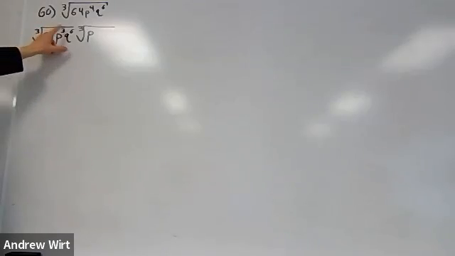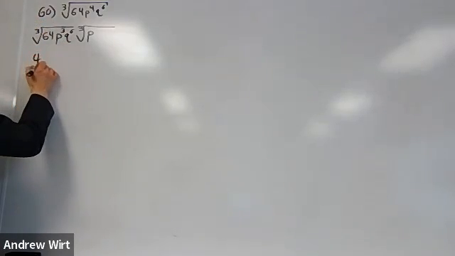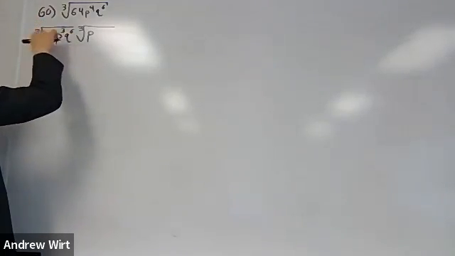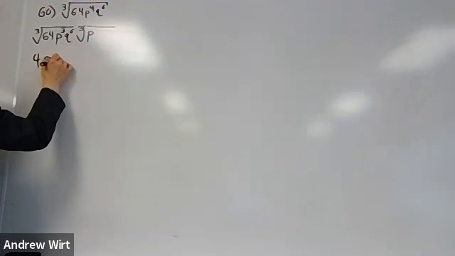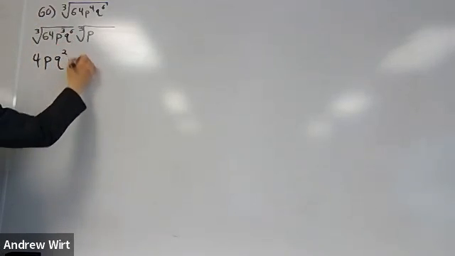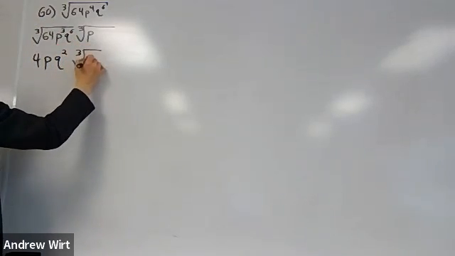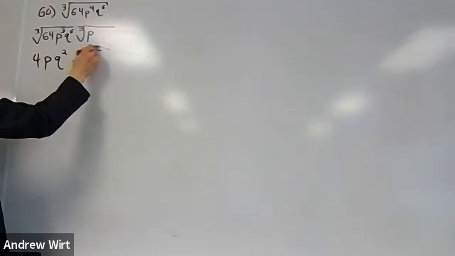All right, now this thing, we can simplify this, and it should remove the radical. So we get 4, take the exponent, divide by the index, get p, 6 divided by 3 is 2, q squared. And then third root p.